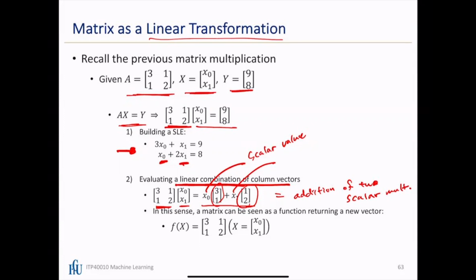And if you use this notion, you can try to see the same problem as a function. So from now on, you have a function that is represented using the coefficient matrix. Each input is x, and in our particular case, it was the unknown. So this is the function, and this is the input.